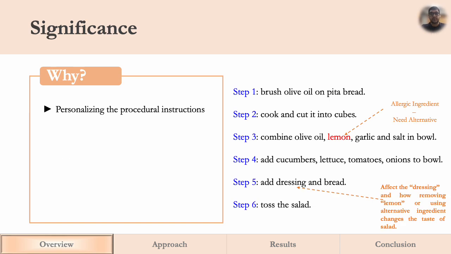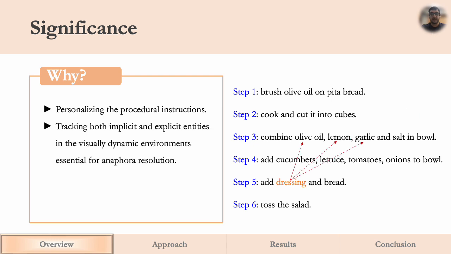Now we look at why we study procedural instructions. Building AI machines to understand procedures will help in many ways. It will help make personalized systems or chefs that alter the instructions or ingredients for allergy conditions in a cooking recipe. It allows AI systems to understand unstated information. For example, dressing and bread are added to a bowl with cucumbers and lettuce in step 5. It also helps the system to build memory by tracking unstated or implicit entities in a given instruction.